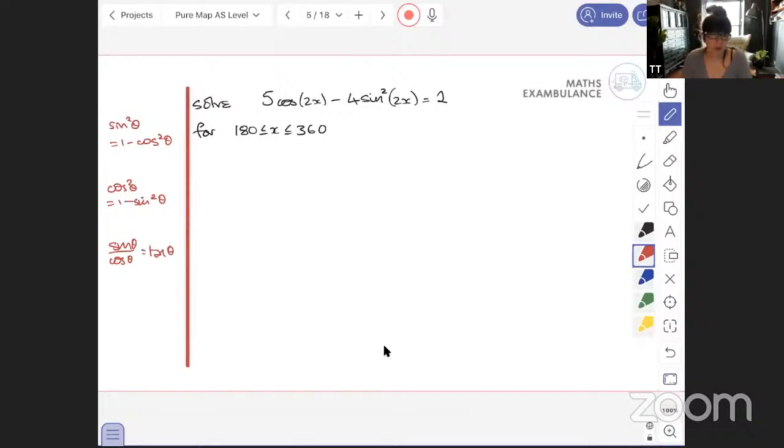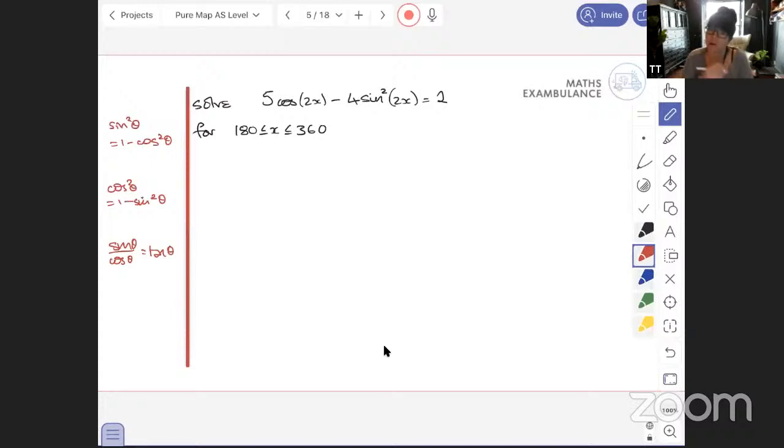Okay, so I think what I'll do is, those of you who were happy with the last one, write this down: 5 cos 2x minus 4 sine squared 2x equals 2. And I only want the solution between 180 and 360, which actually I didn't write down. So I'll have to actually do this one myself. Meanwhile, I'm going to go back and go through the last one, okay?